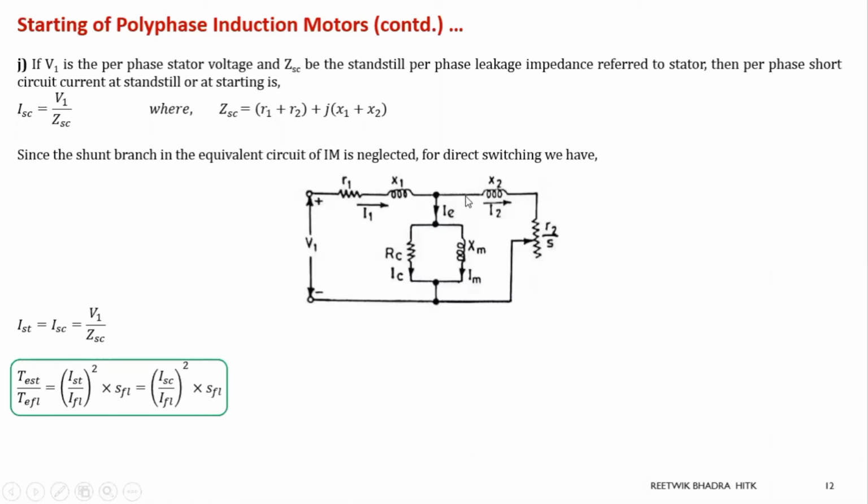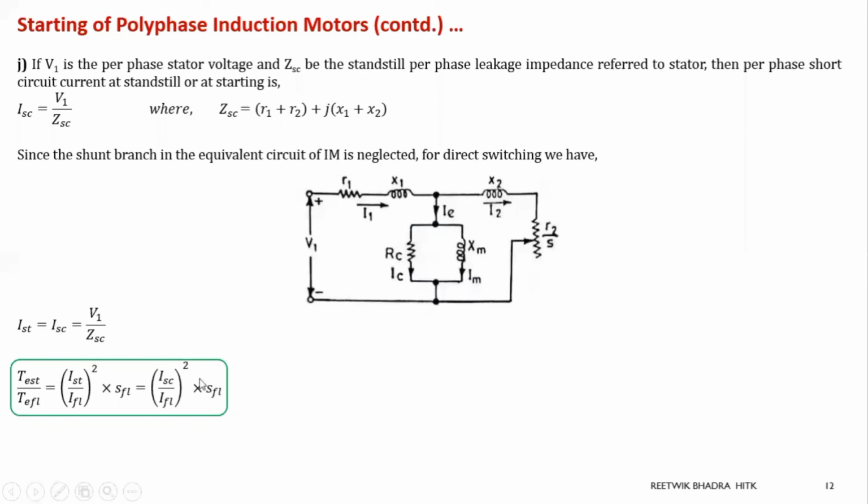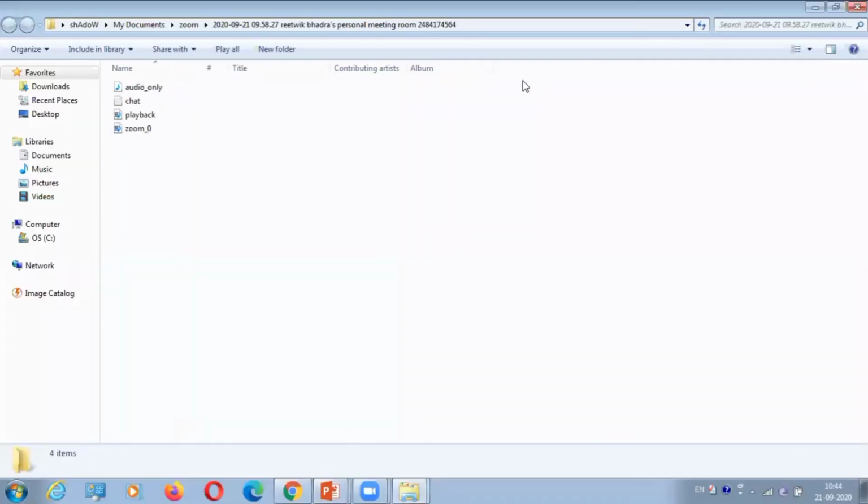Now this is the starting current only, because at starting your slip is 1 and this behaves as a short circuit. So this IST is nothing but ISC. So IST is equal to ISC is equal to V1 by ZS. Similarly, this IST can be replaced by the short circuit current also, so instead of IST, we write ISC by IFL whole square. You can remember this equation, it is very important. Instead of remembering equation number 2, I'll say remember this equation, because sometimes in a question they may say it in terms of short circuit current. That is nothing but your starting current, and the full load current you have to calculate, or this ratio will be given.